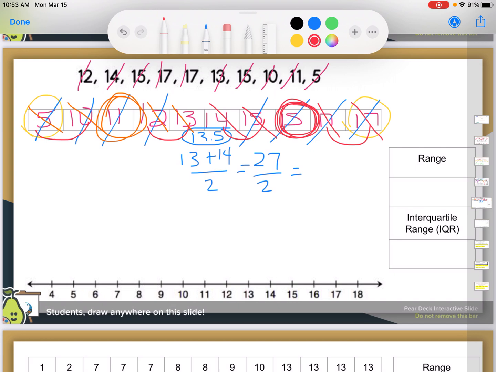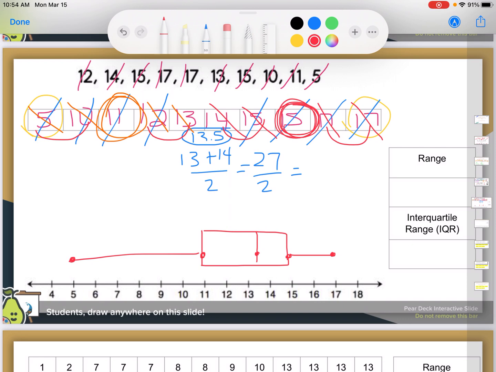All right, so I have 5, then I have 11, then I have 13.5, then I have 15, and then I have 17. So my box consists of the center 3 dots, and then my whiskers go out to the minimum and maximum. So from there, I'm going to find my range and my interquartile range.